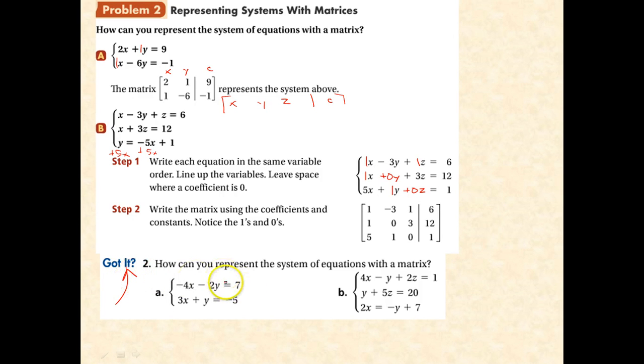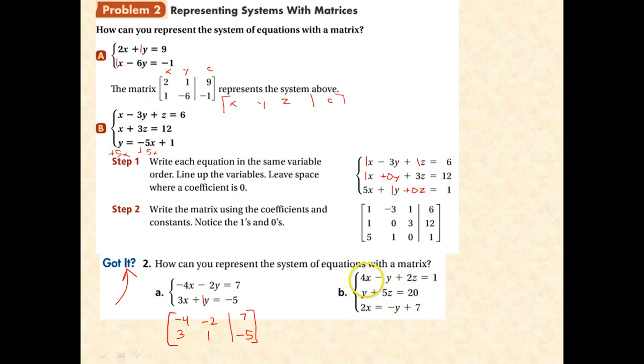Okay. So how would I represent this as a matrix? Well, I got my coefficients, negative 4, negative 2, line 7, 3, 1, and negative 5 on the other side of the line.